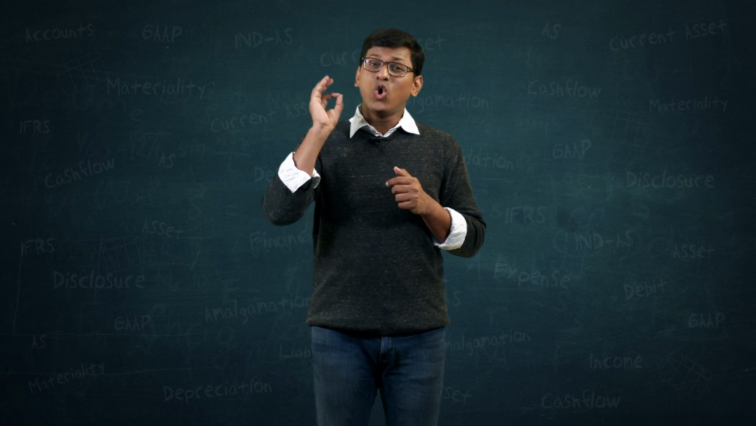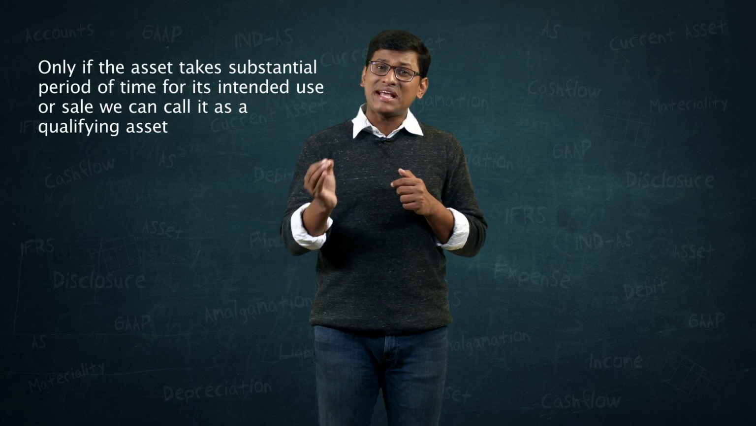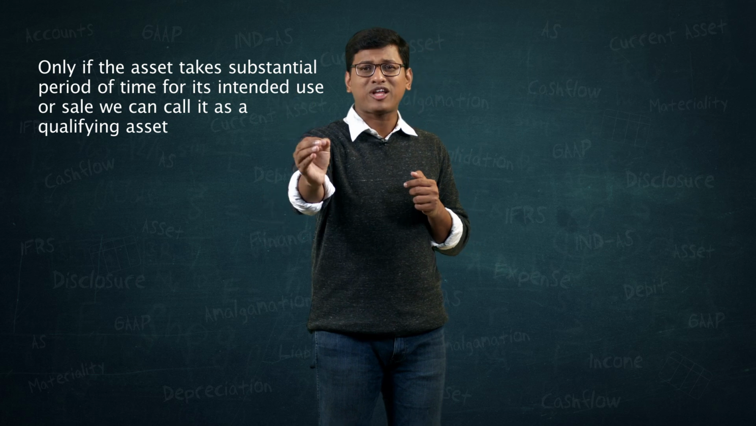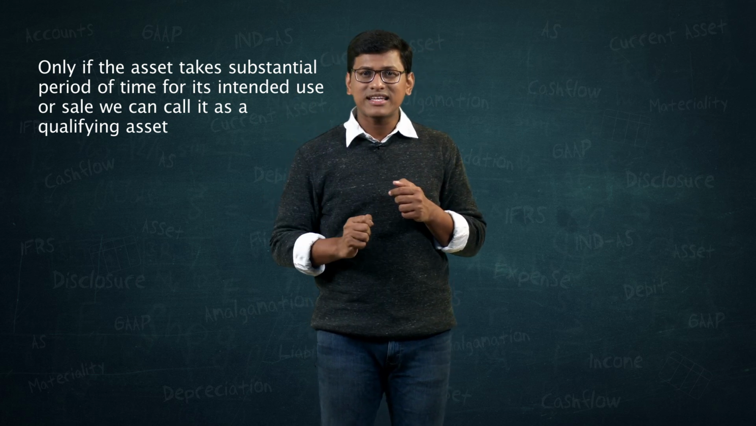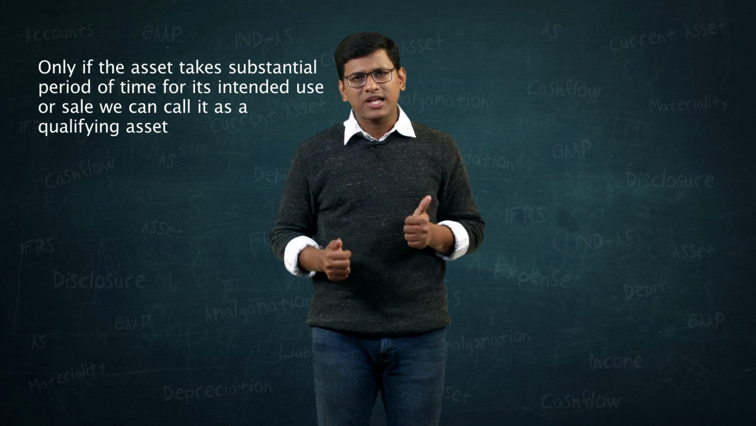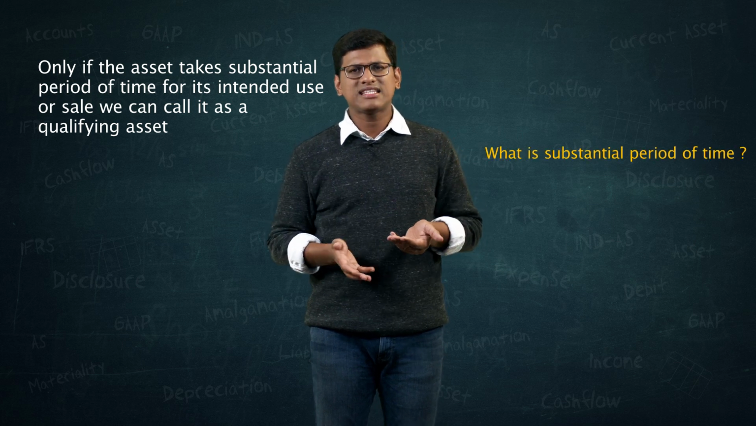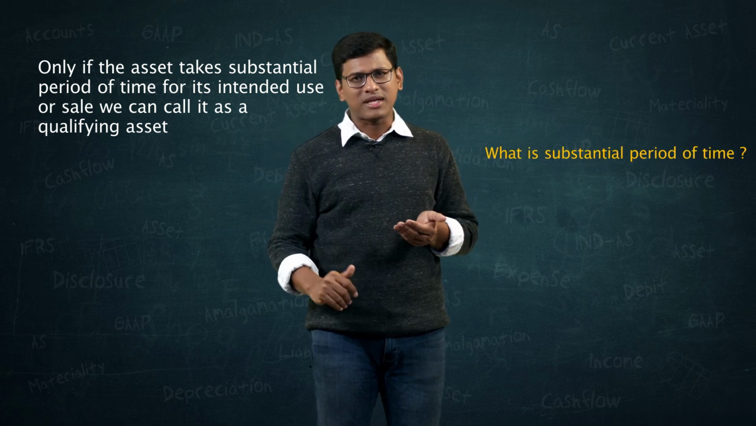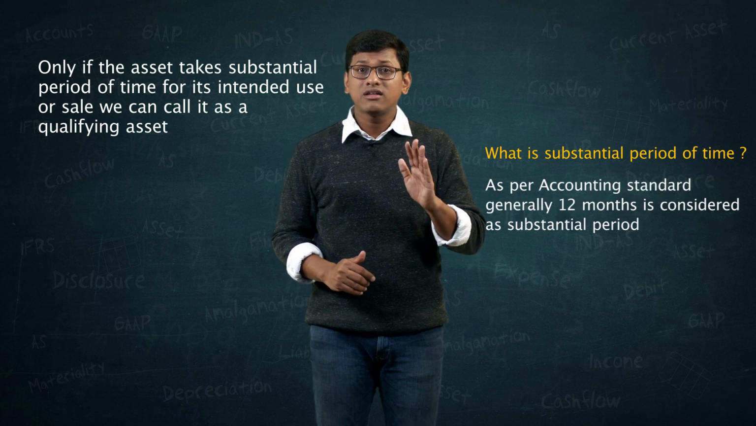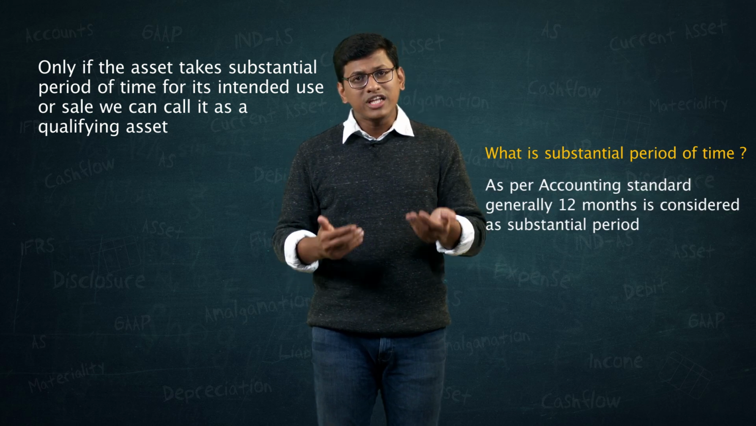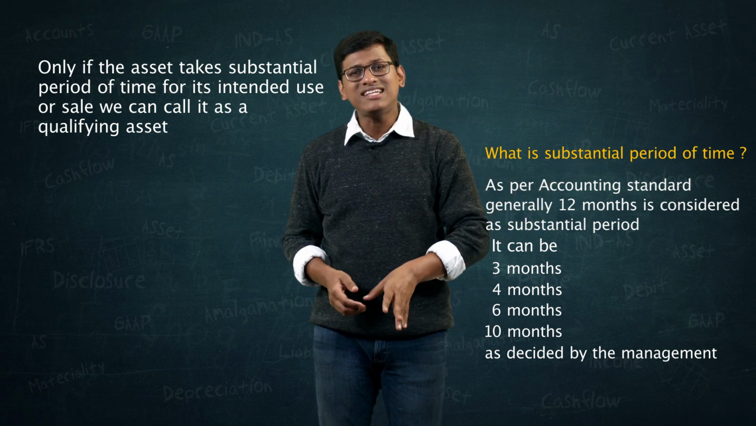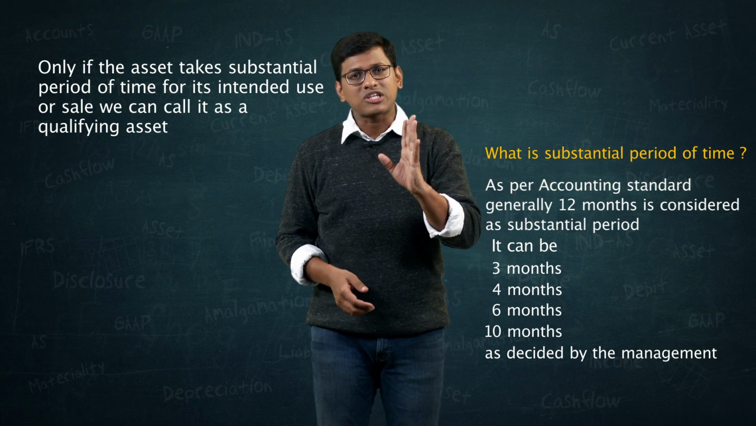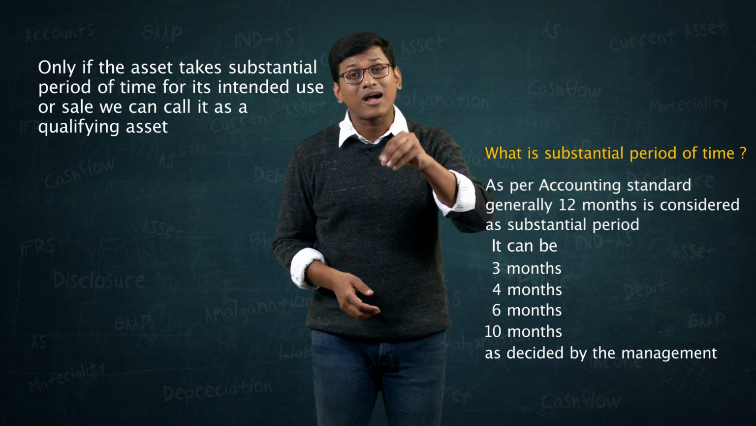Recall, only if the asset takes a substantial period of time to get ready for its intended use or sale, we can call it a qualifying asset. Now, what is substantial? The accounting standard says generally 12 months can be considered substantial, but it is not a hard and fast rule. 3 months, 4 months, 6 months, 10 months, whatever the company decides will be considered substantial. So, it depends on what the company decides.